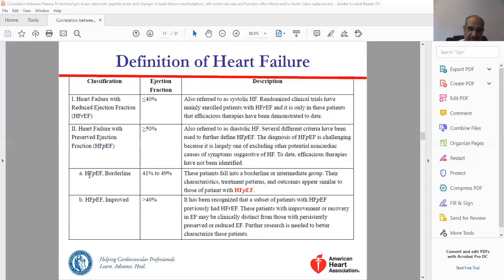So considering them as HFpEF borderline is a little bit not good. We can say heart failure with borderline ejection fraction, but not say HFpEF borderline. And it is actually what we have put in our guidelines, in the Saudi heart failure guidelines, which I am part of the faculty who wrote these guidelines. We put it as HFpEF mild, but not severe.